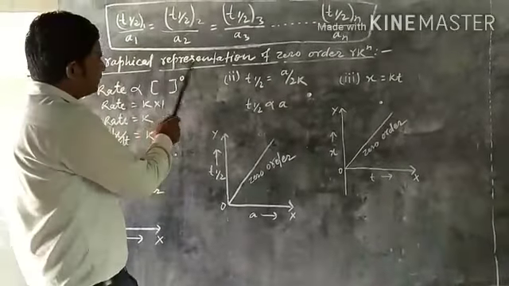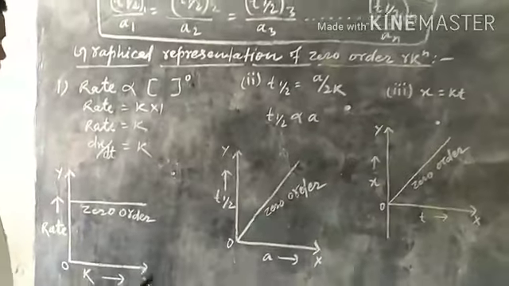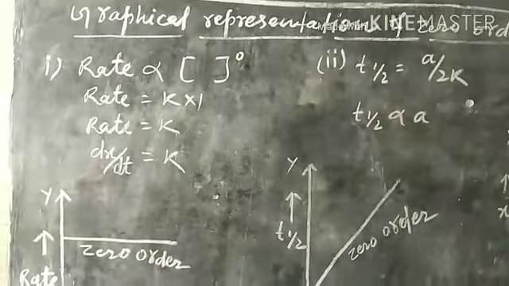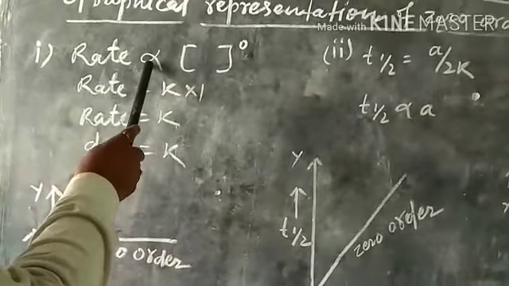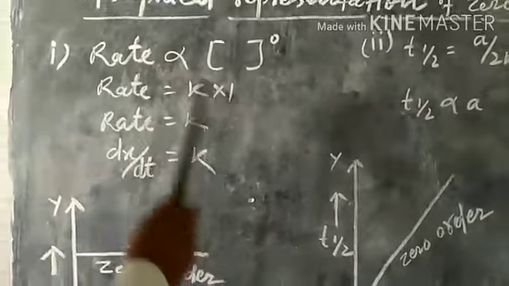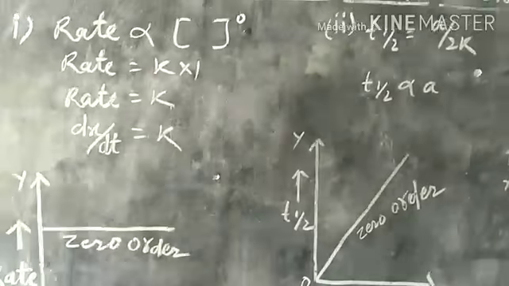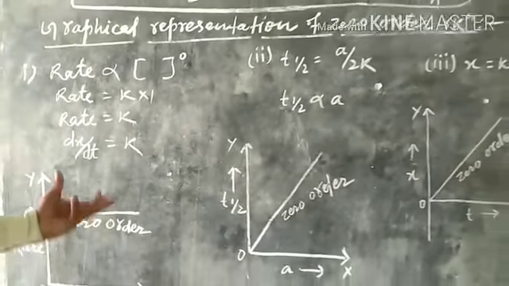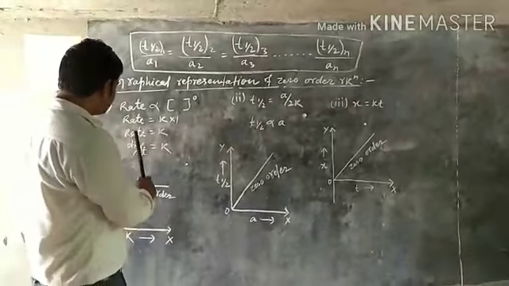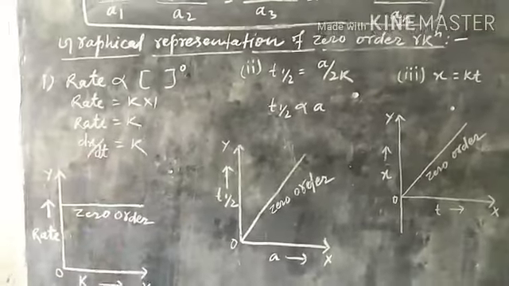Now, graphical representation of zero order reaction. Rate is directly proportional to concentration to the power 0, and when we remove concentration, a constant term is used. So rate equals k, because anything to the power 0 has the value 1. And rate means dx by dt equals k.